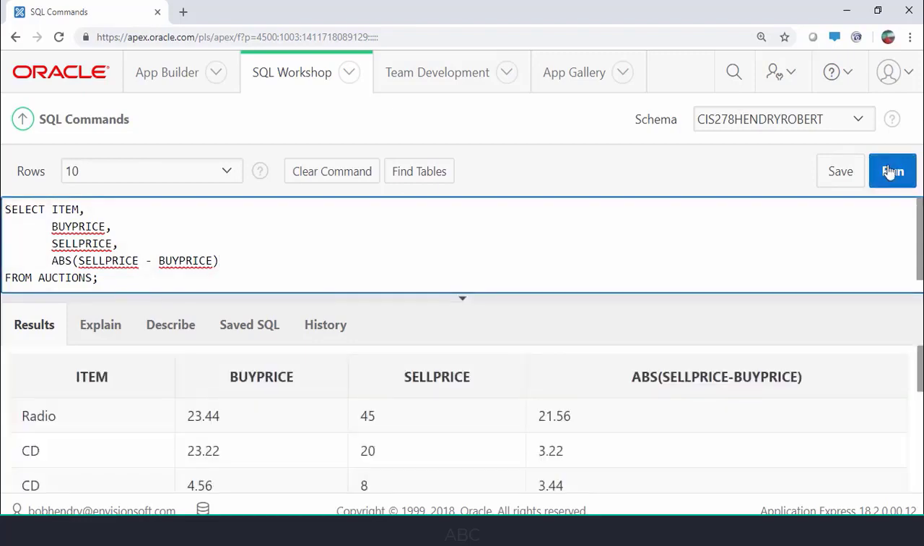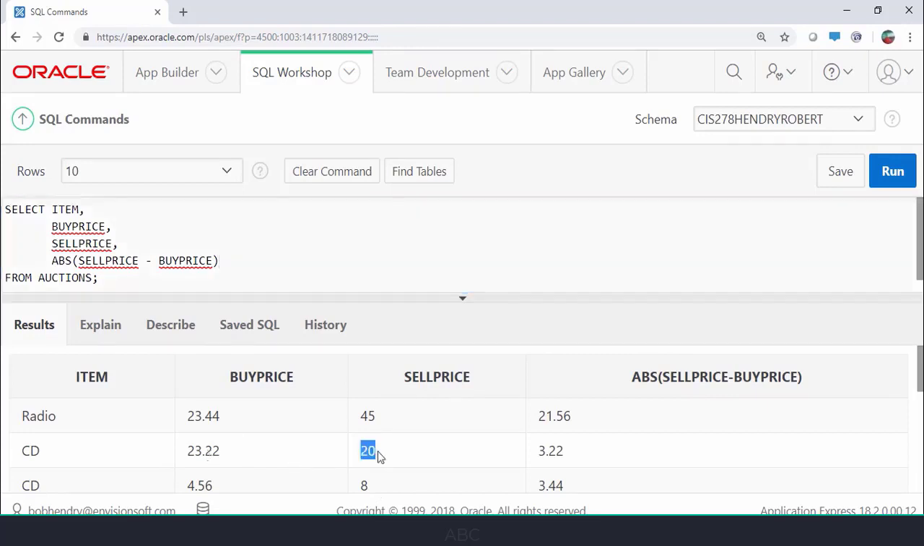And we get something like this. Notice that the sell price is usually higher, but not always. Like here for the CD, we bought it for $23.22, and we sold it for $20. So we made a loss on it, but the volatility, the difference between the buy price and the sell price, is $3.22. Now again, use absolute value, or ABS, if you're not interested in a positive or a negative number, but you're interested in the difference, the range or the difference between two numbers.